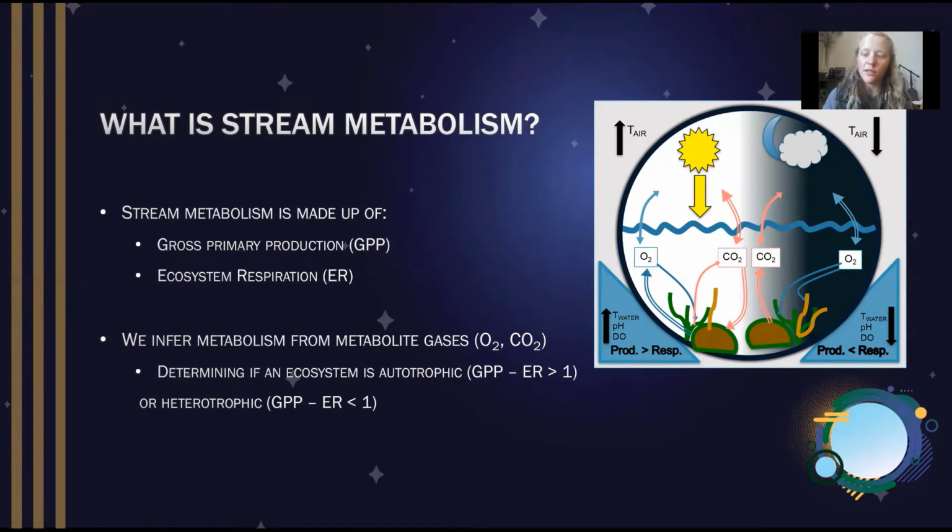Metabolism estimations are used to determine if an ecosystem is net autotrophic, a system that is building organic carbon into biomass, or net heterotrophic, a system in which more organic carbon is being respired than biomass produced.